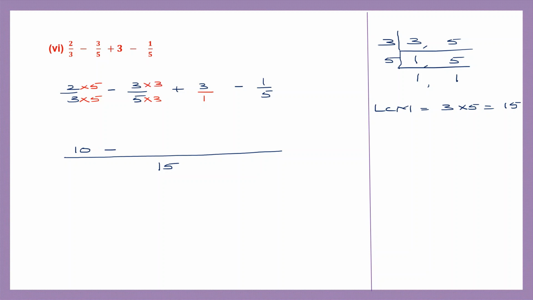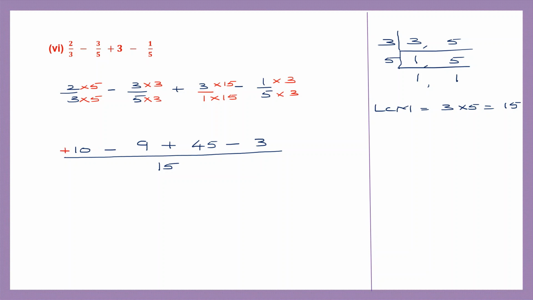3 3s are 9. Let's go to the next fraction. Denominator is 1. 1 into 15 is 15. So multiply 3 into 15. 15 3s are 45. Minus the last fraction, denominator is 5. So 5 3s are 15. So multiply 1 also by 3. 1 3s are 3. Okay, now look out for all the plus signs and the minus signs.